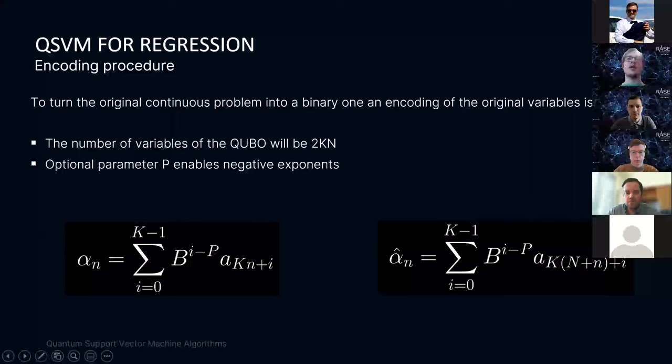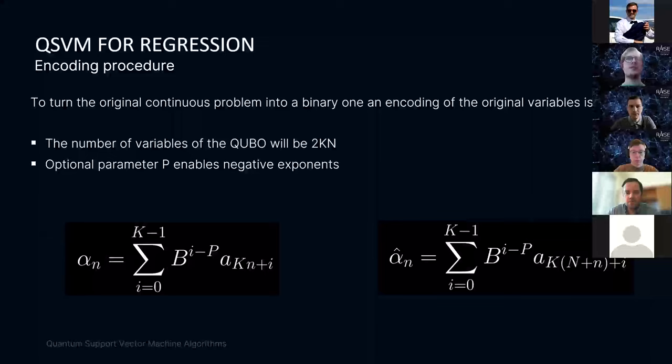And since I encode each of these alphas, either alpha or alpha hat, with K qubit variables, I need a total of 2 times K times N logical variables for my QUBO. So how do I encode that? I use the first K times N variables to encode the alpha n, and the second and last K times N to encode the alpha hat n.